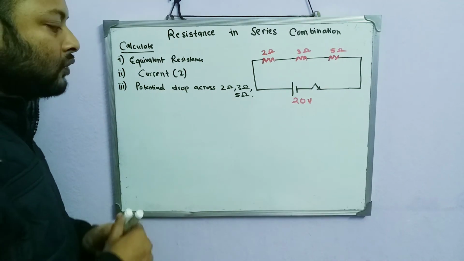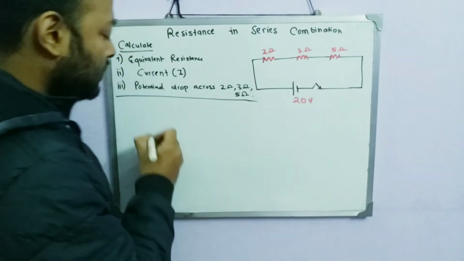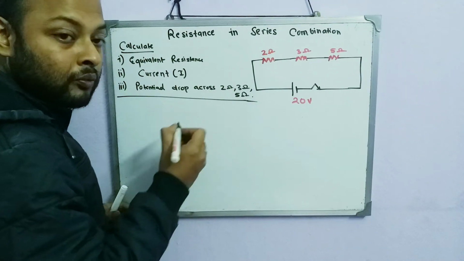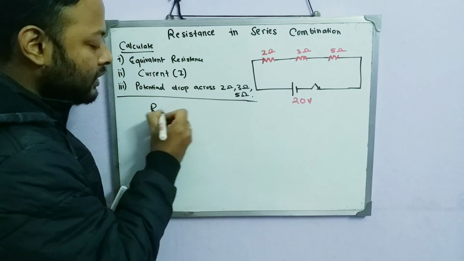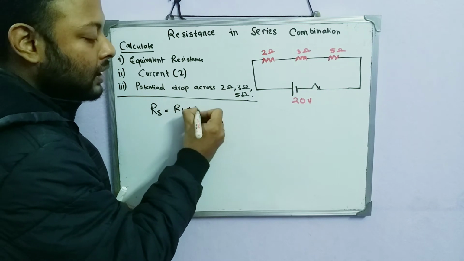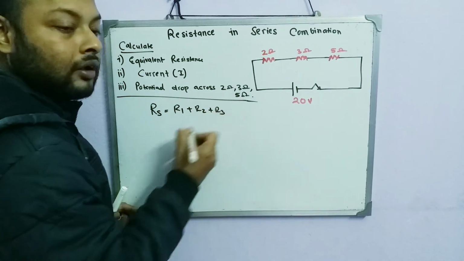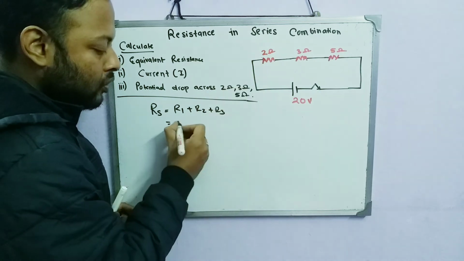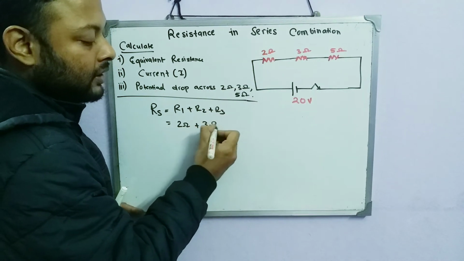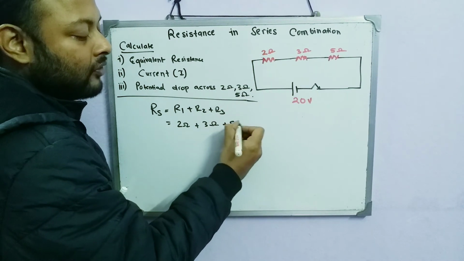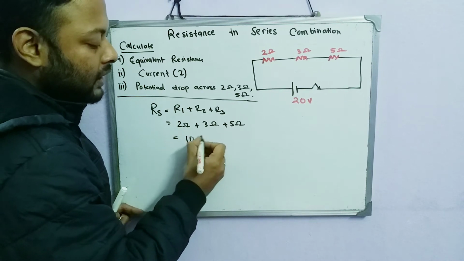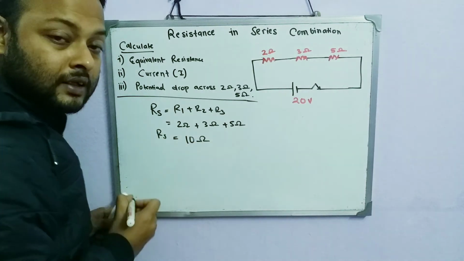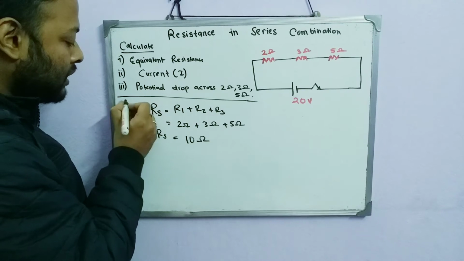Now how to calculate the equivalent resistance of this circuit? I know a formula if they are in series. So Rs will be R1 plus R2 plus R3. So just need to add 2 ohm plus 3 ohm plus 5 ohm. So ultimately you are getting 10 ohm as the resistance in series. So this is your part 1 answer.